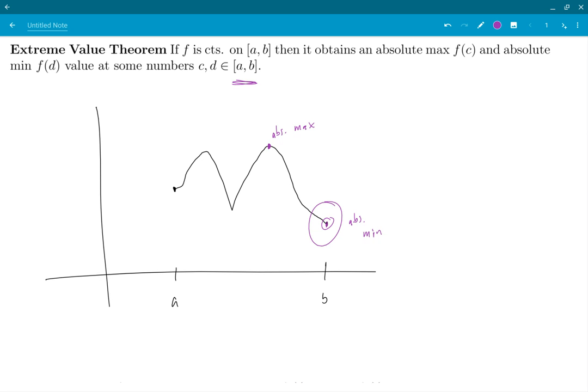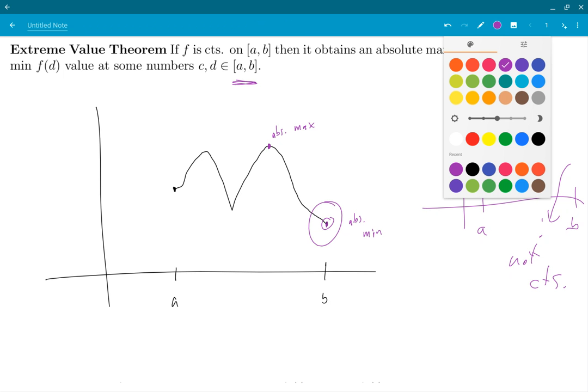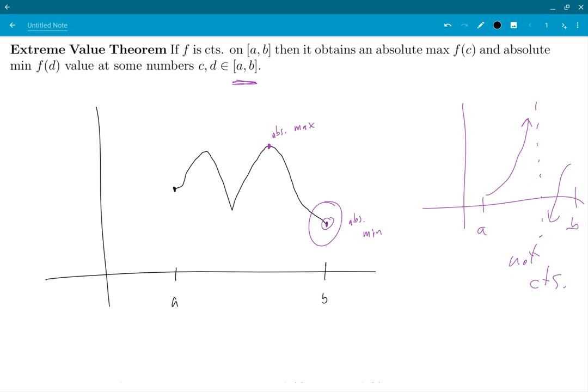Okay, you're not going to have a situation like where you have A over here, B over here, and your function is doing something like this, because this is not a continuous function over here. Okay, so I think that's, I don't want to say obvious, but it's natural enough. I guess it gives us a method for optimization.